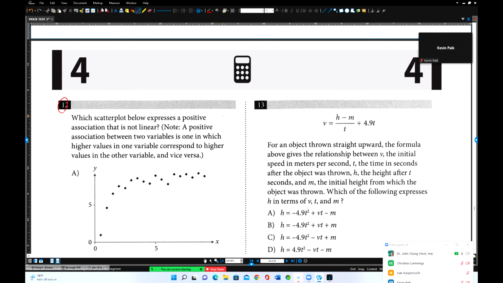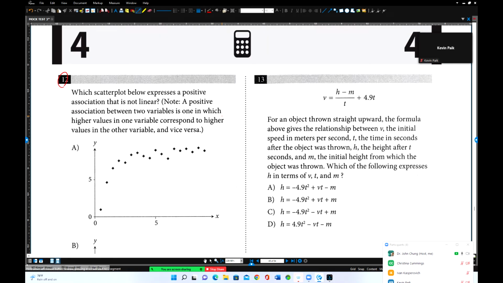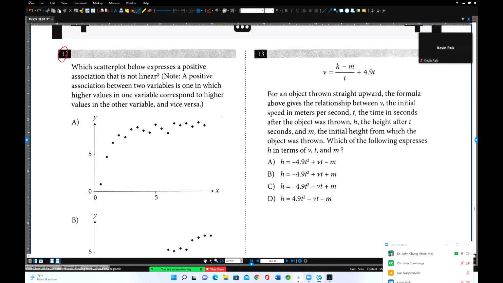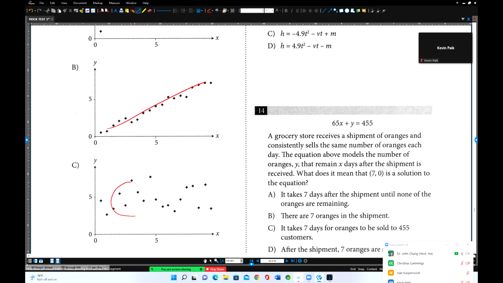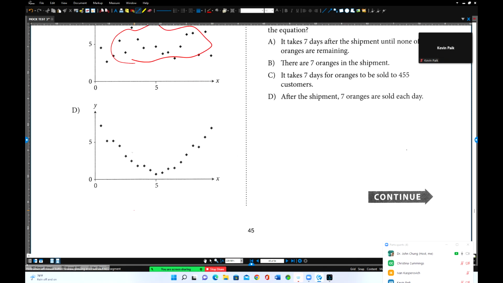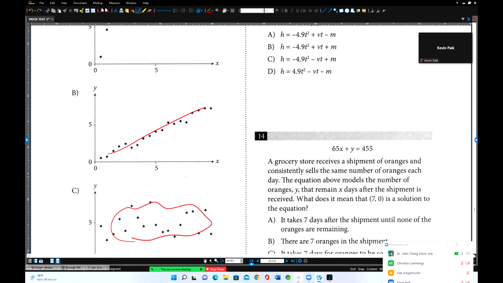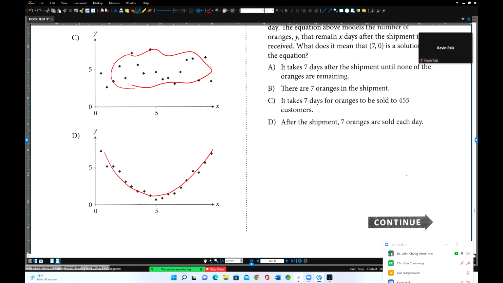You have number 12 over here. Which scatter plot below expresses positive association that is not linear? Yeah, positive but not linear. Okay, which one is the answer? This looks like linear. This one is weak, right? No, this is not. Not positive. Decreasing or increasing.